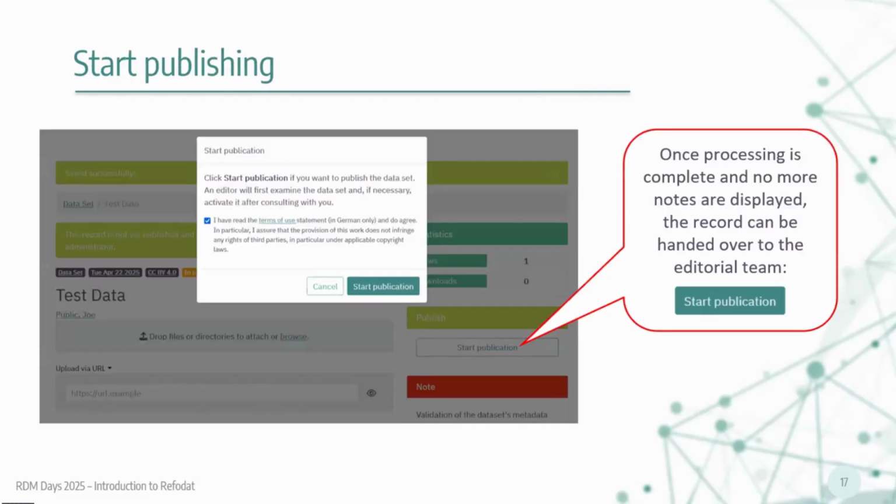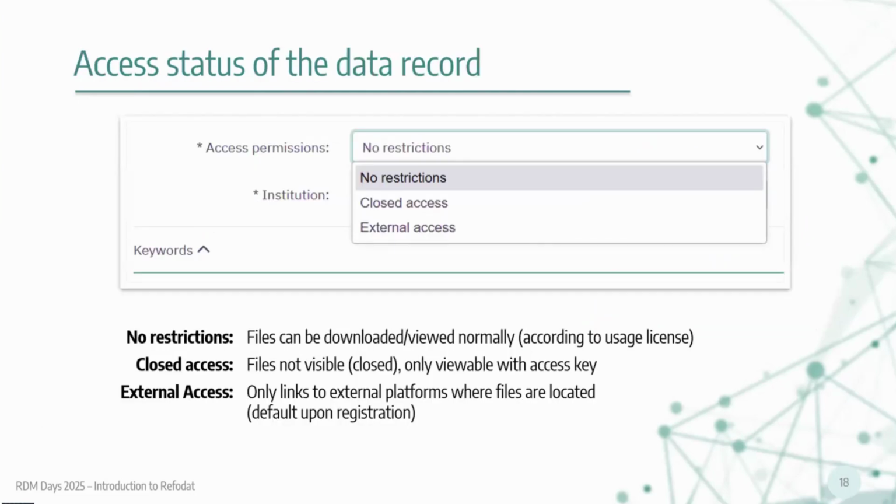And once you've done all that, you've uploaded your data, you've edited your metadata, you've saved them, you can then start your publication. Also, once no more notes are displayed, you can then hand the record over to the editorial team, and you would generally do this by pushing the button Start Publication. This will then take the record out of your hand, hand it over to us, we'll get a notification.